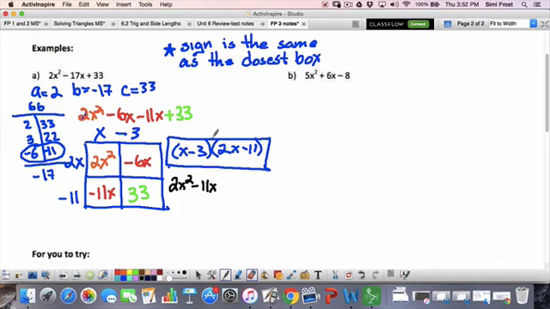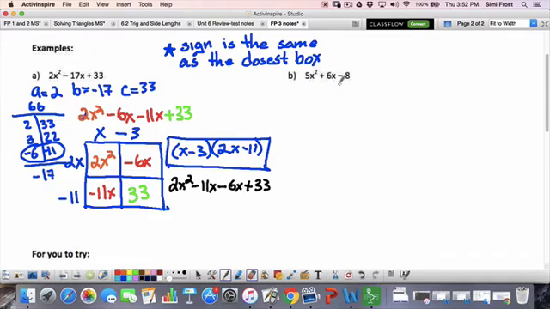Then inner, forgot where I was in my FOIL method. So I did FOI, so inner, negative 3 times 2x would be negative 6x. And then last, negative 3 times negative 11 is positive 33. You can look, I've already gotten to where I split the middle term, and if I were to combine these, I would be back up to this.